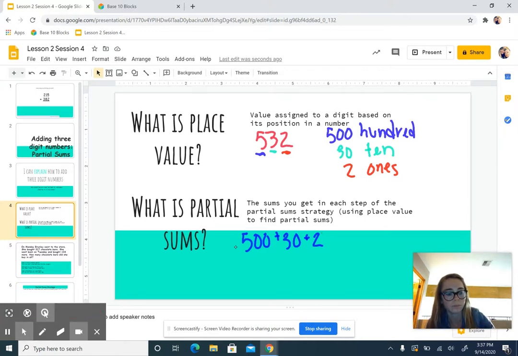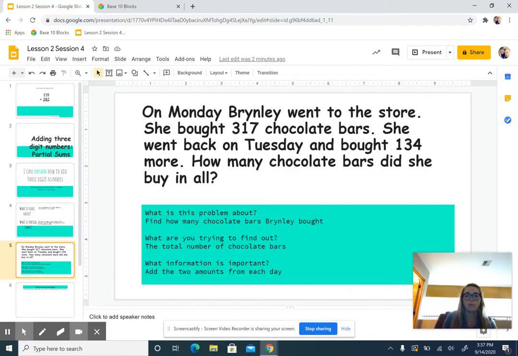Let's look at our story problem. On Monday, Brinley went to the store. She bought 317 chocolate bars. She went back on Tuesday and bought 134 more. How many chocolate bars did she buy in all?